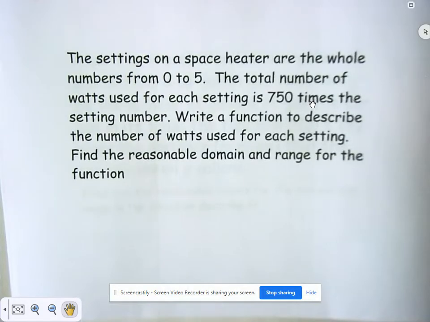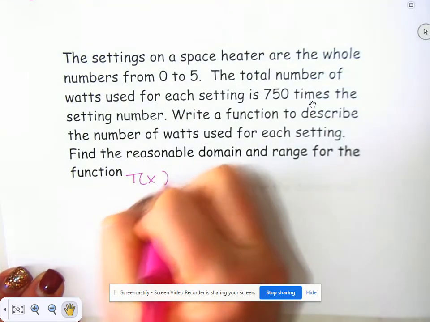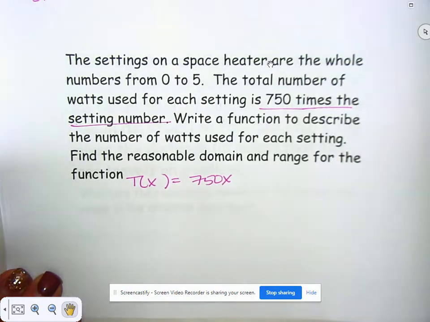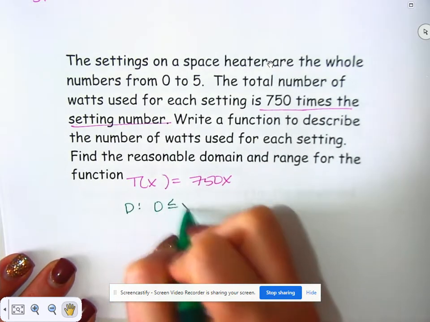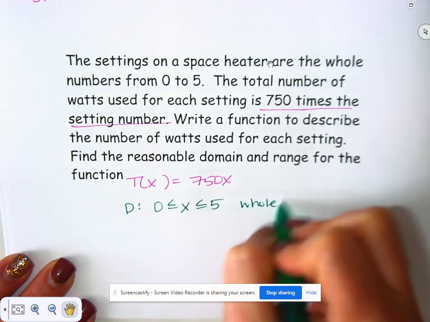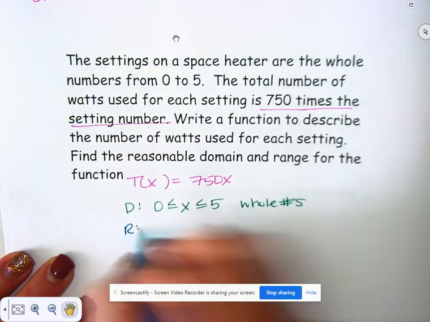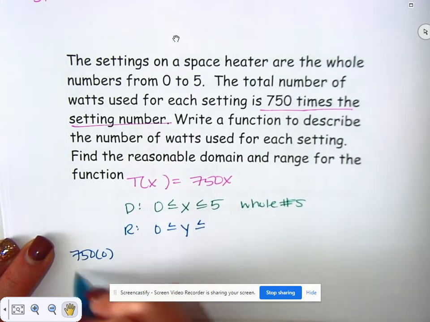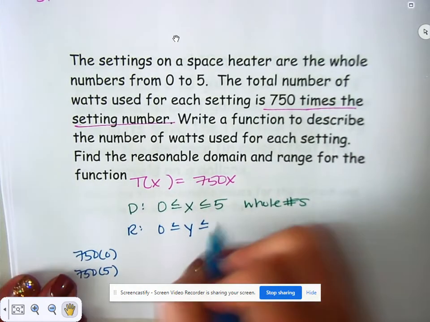All right. The settings on a space heater are the whole numbers from 0 to 5. The total number of watts used, so our total, is 750 times the setting number. So that's 750x. They just told you for your domain, that's the settings from 0 to 5. And it said in the problem that it's whole numbers. And then for our range, we're going to plug in that. So that's 750 times 0, which we know if you don't turn it on, it's 0. And then 750 times 5, which gives me, I think it's 3750. Yep, 3750.